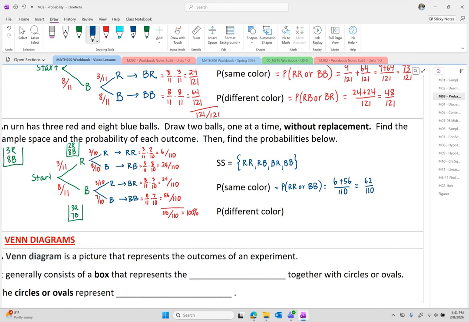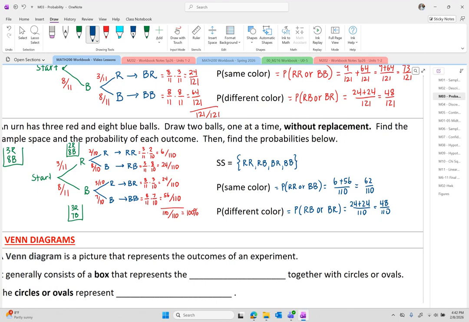What's the probability of a different color? Will be probability of red, blue, or blue, red. And that will be 24 plus 24 out of 110 equal to 48 out of 110.